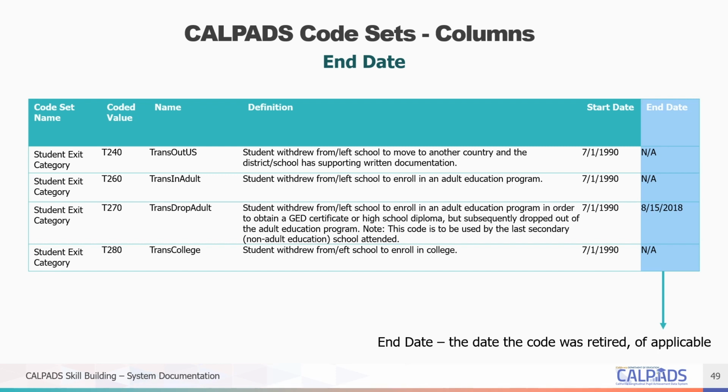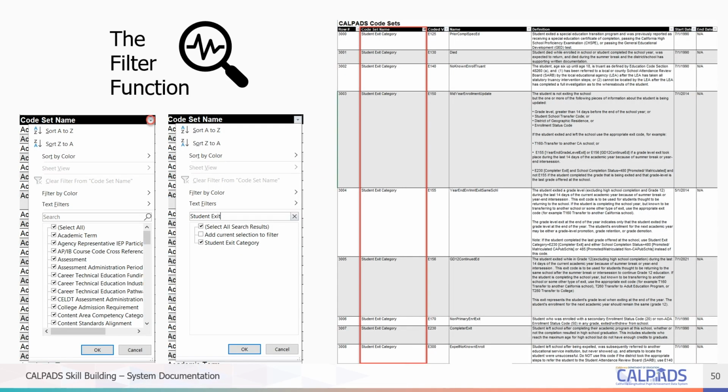Again, this should be a point of reference if you receive a code submitted outside of effective range error message. You are able to quickly and effectively navigate through the CodeSets document utilizing the column headings filter function. On the right-hand side of the column heading, there is a caret, or a downward arrow that you can press to access the filter navigation menu.